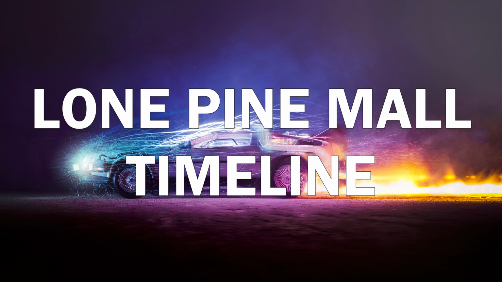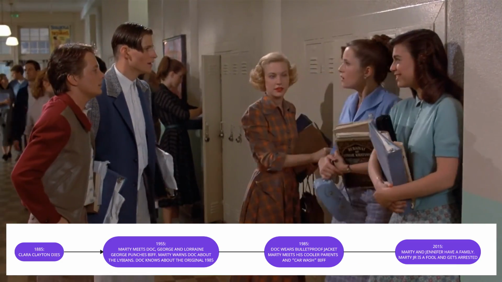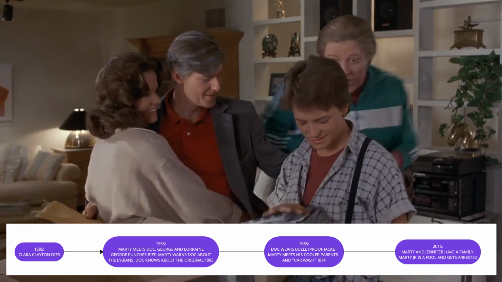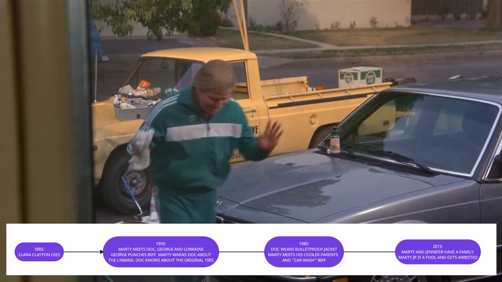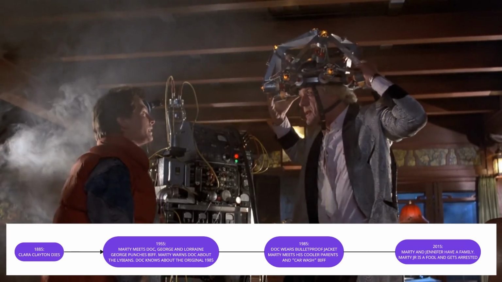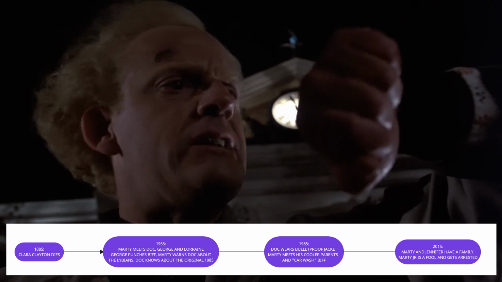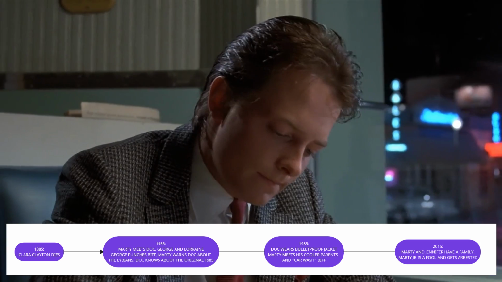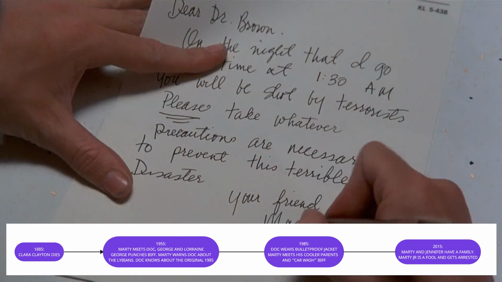Lone Pine Mall timeline. New timeline, which is the result of the events that happened in the first movie. Thanks to Marty, his parents become cool. George is more courageous. Biff starts to respect and fear George. Young Doc meets Marty, and this event alone creates a whole different Doc from the original timeline. This Doc spends his following years knowing that he will build a working time machine and that he will become Marty's friend. In this timeline, Marty warns Doc about the Libyans.